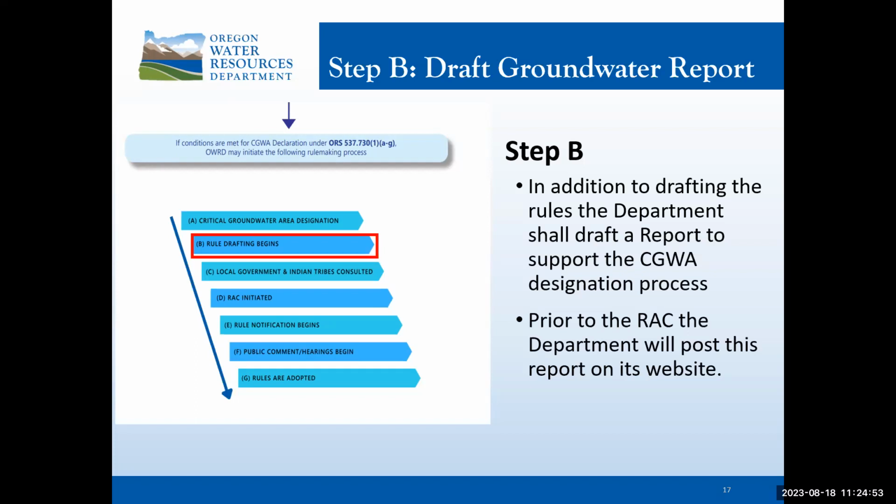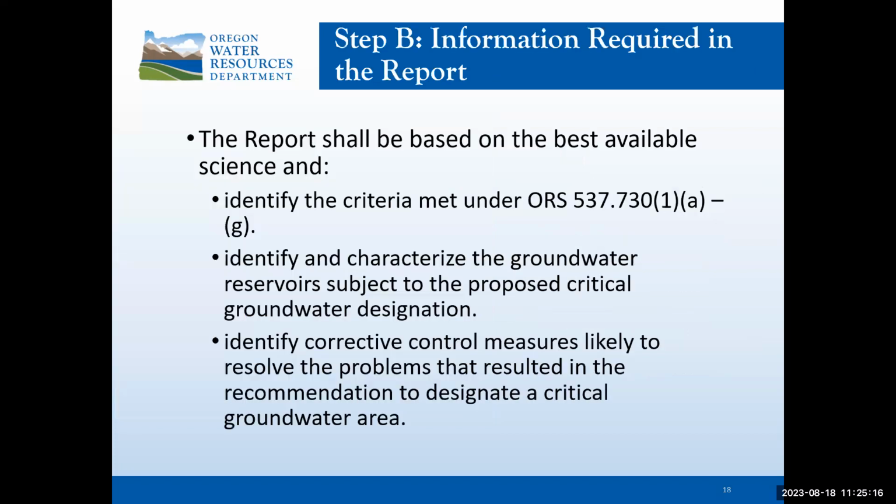This report needs to occur prior to the RAC. That's the Rulemaking Advisory Committee that would be formed as part of this rulemaking process. And the department will post this report on its website. So this report is going to be a draft report posted on the department's website. And it's going to contain the following things.